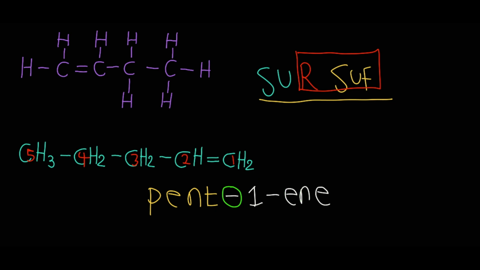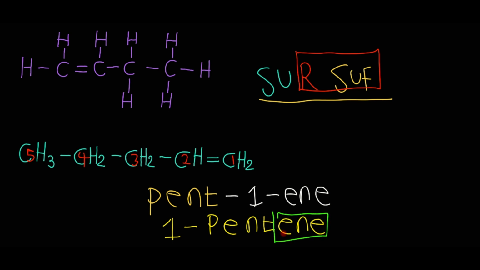So this is our name ke pent 1 in. Ge o rata o ka engwala in this way, where this is 1, and then ware a pentene. Remember gore o ka se separate pent le ene because kaofela ke alphabets. So this is our name, pent 1 in, or you can say 1 pentene.